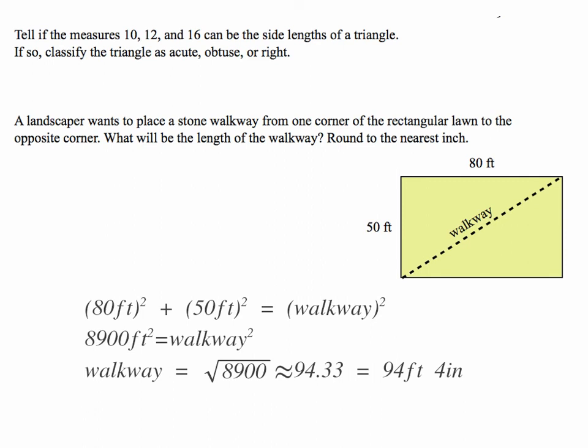We get 8,900 feet squared is the square of the walkway. So the walkway is the square root of 8,900, which is approximately 94.33 feet. 94 is the footage. If we take 0.33 and multiply that by 12, we get approximately 4 inches.